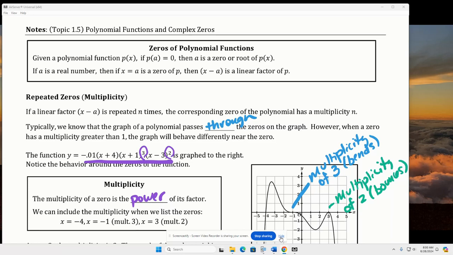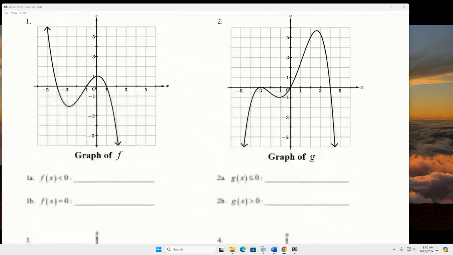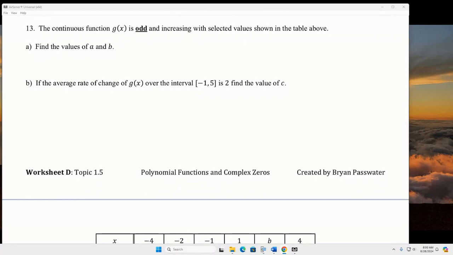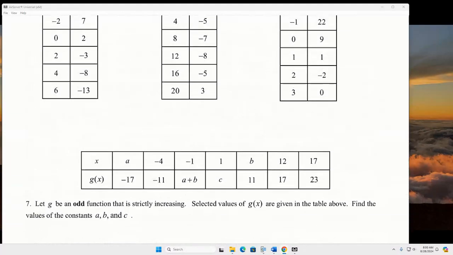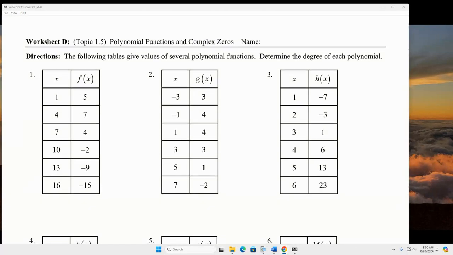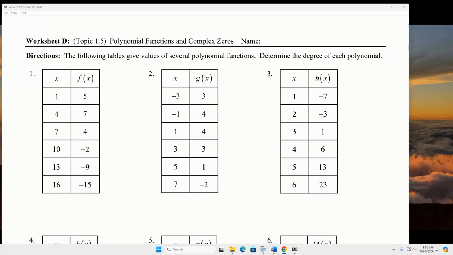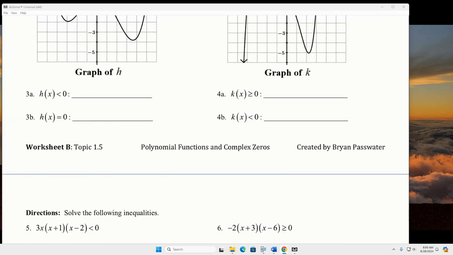Right, you guys are going to need this note sheet that we've been working on for several days, and you are going to need worksheet D from topic 1.5. So we're going to do one of these problems as an example also.